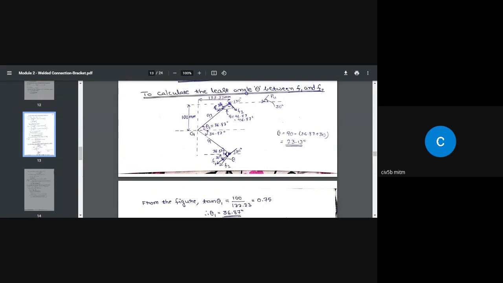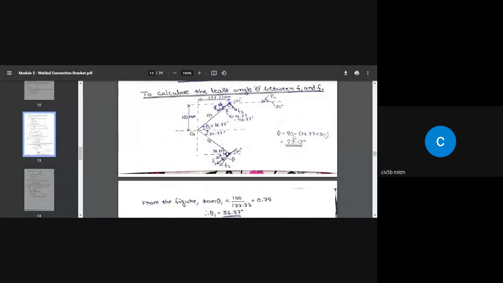When you are at home during evening time, open this and draw a neat figure on your own and analyze it once. Unless you analyze it, you cannot get it. Once you understand the concept clearly, it will be easy for you.